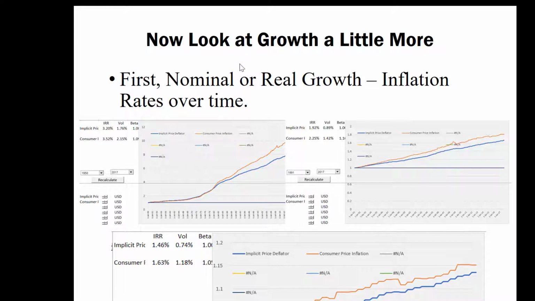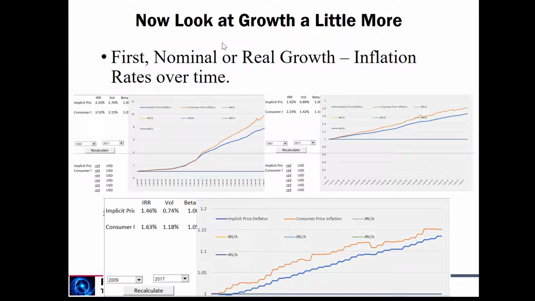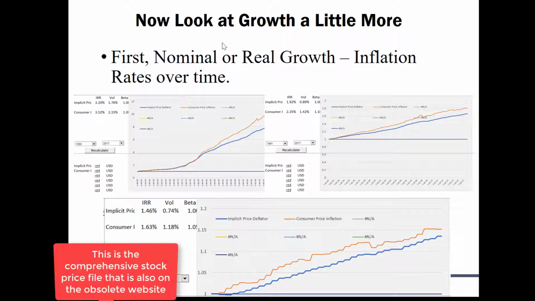Now, I made a second technical video, and in the second technical video, I put in the file called the comprehensive stock price. I can't even remember things. I'm so upset by this.